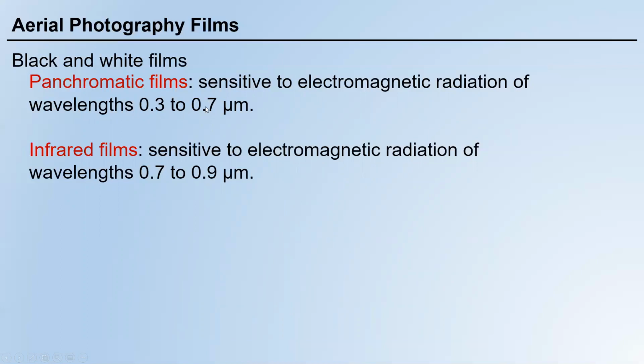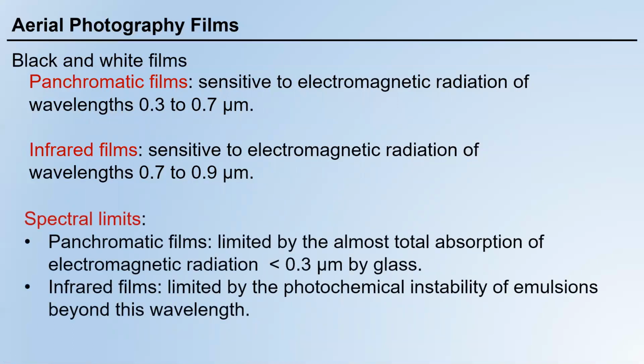Usually it's 0.4 to 0.7, but 0.3 is a little bit violet. Okay, infrared films are sensitive to EMR of wavelengths from 0.7 to 0.9 micrometers. That's actually the range for near infrared. And they have their own limitations.